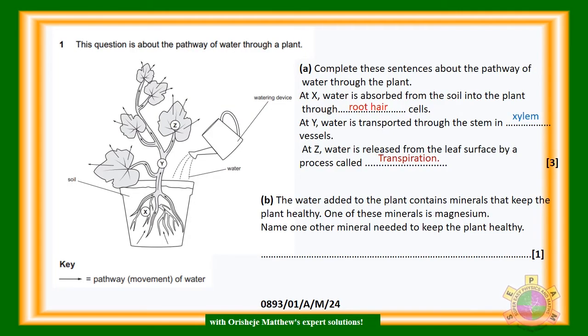Question 1b. The water added to the plant contains minerals that keep the plant healthy. One of these minerals is magnesium. Name one other mineral needed to keep the plant healthy. Answer. Can write any one: iron, nitrogen, phosphorus, potassium, calcium, or nitrates.